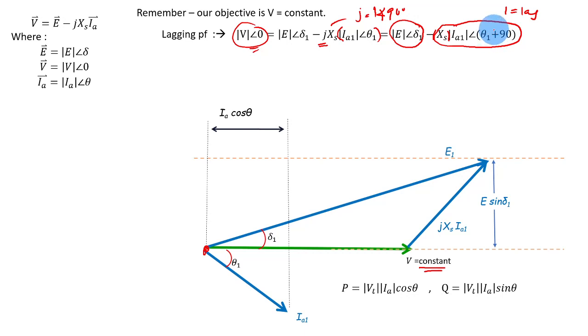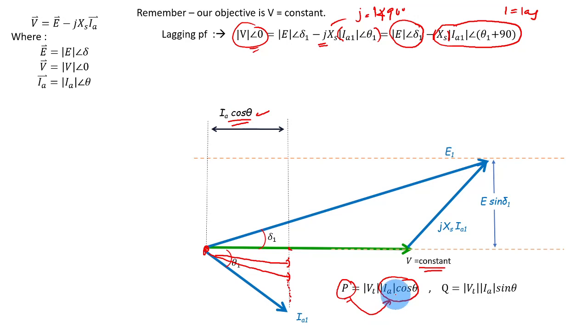You can see that IA can be projected into IA cosine theta. Remember that this P here needs to be maintained as constant, so IA cosine theta needs to be fixed. It cannot change. You can have IA at this direction, or IA1 at this direction. No matter what, as long as it falls in this direction, you will have a fixed amount of IA cosine theta, because real power depends on IA cosine theta.